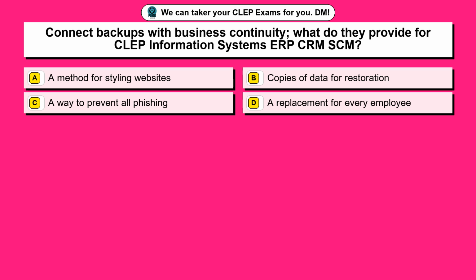A method for styling websites. Option B. Copies of data for restoration. Option C. A way to prevent all phishing. Option D. A replacement for every employee. The correct answer is option B. Copies of data for restoration.